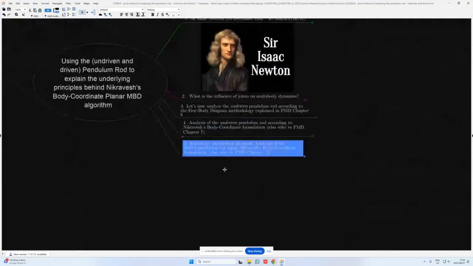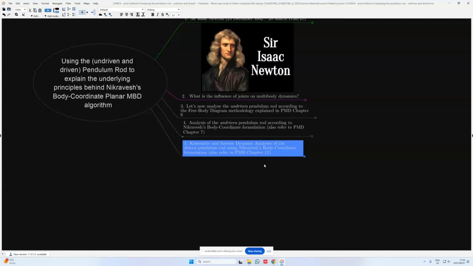Now, for section 5 and what we're going to look at today, we're now going to focus on a driven pendulum rod. So essentially we now have some sort of an input. We can, for example, specify either a constant angular acceleration, a constant angular velocity of the system, and we can say, okay, if I give this as an input, what will the forces be that I measure? And this specifically then deals with the inverse dynamic analysis.